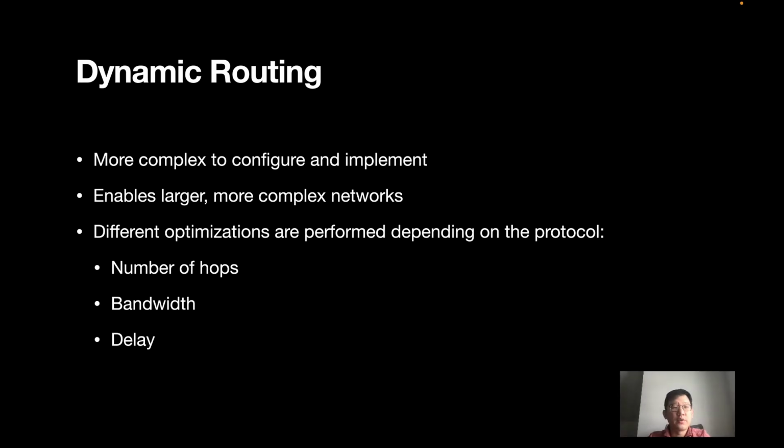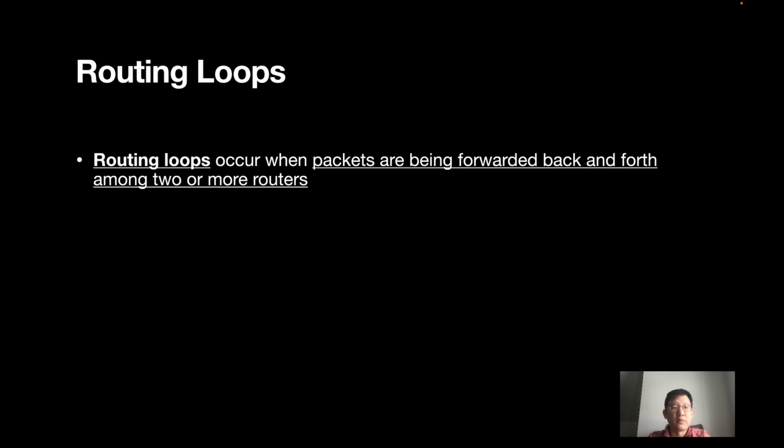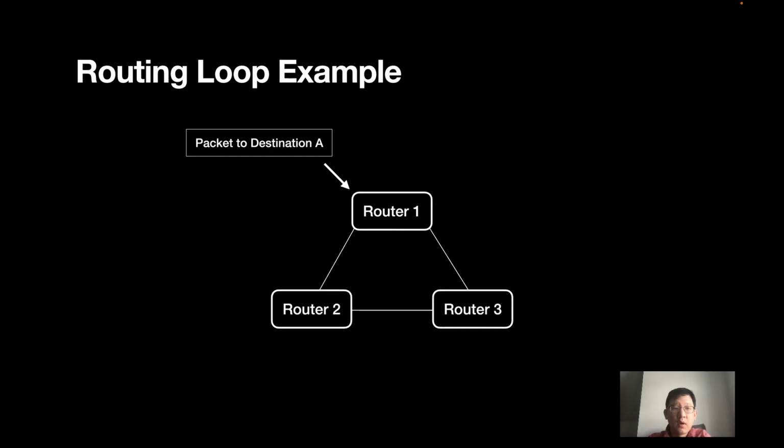A huge issue that needs to be solved in routing is called routing loops. And routing loops occur when packets are being forwarded back and forth among two or more routers in an infinite loop. Let's take a look at a routing loop example.